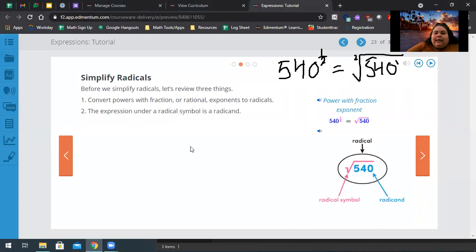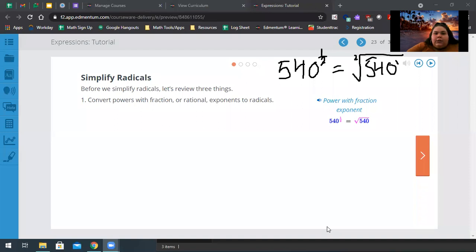Second thing is the radical symbol and the radicand. There are a couple ways to take care of this. I'm going to go ahead and use a tree diagram. So what do I mean by the tree diagram? Because what if we don't know how to take the square root of 540? And I don't think it's a perfect square either. So I like to use a tree diagram.